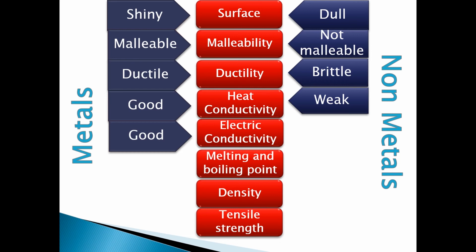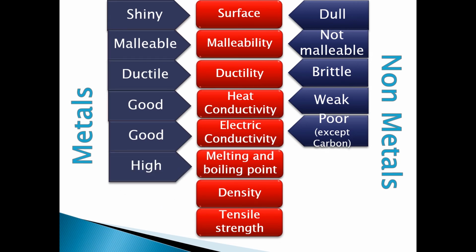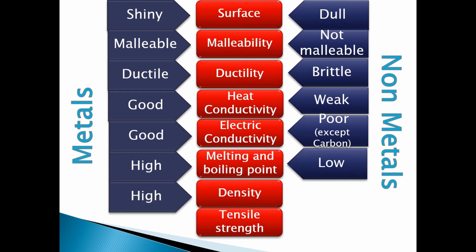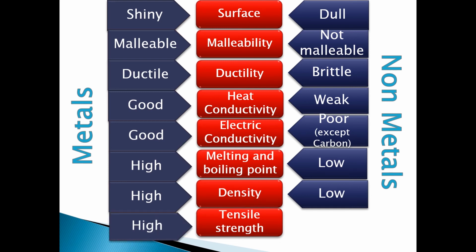Metal is a good electrical conductor, non-metal is a poor electrical conductor except for carbon. Metal has high melting point, non-metal has low melting point. Metal has high density, non-metal has low density. Tensile strength is the maximum load that a material can support without fracture when being stretched. Metal has high tensile strength, while non-metal has low tensile strength.